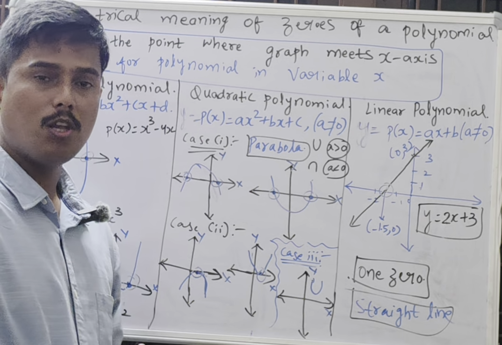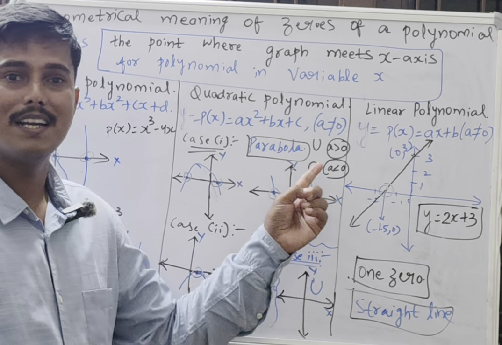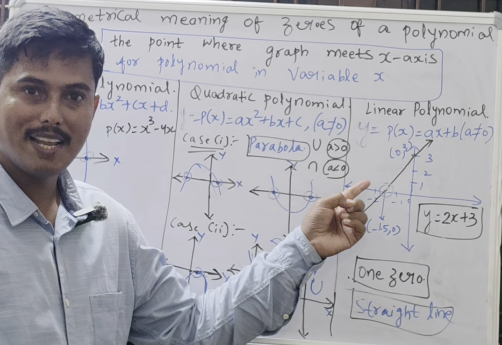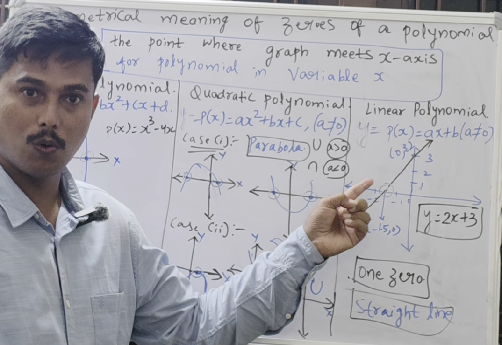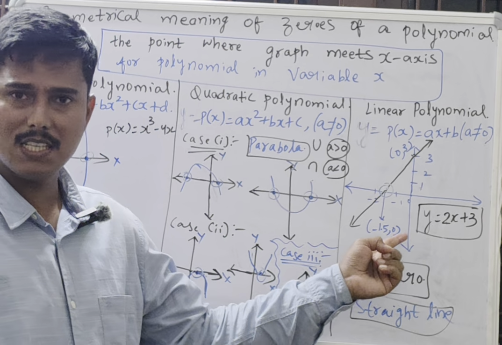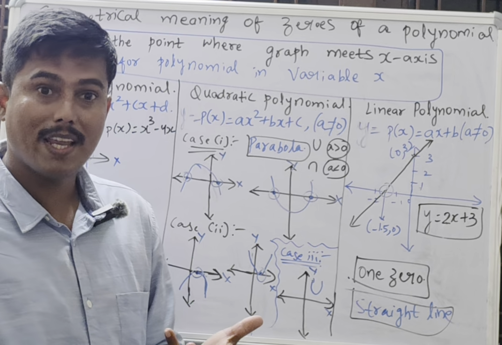So let's start with a linear polynomial. Linear polynomial means what? Degree 1, where a is not equal to 0. One such example of a linear polynomial: y is equal to 2x plus 3. You may ask why, what is y?